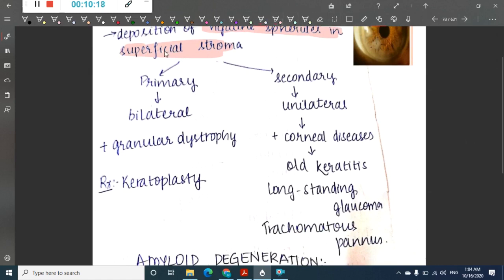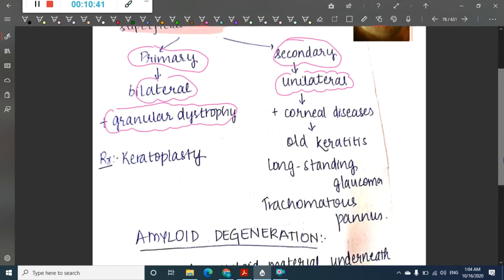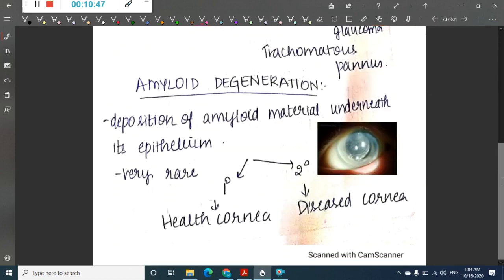If it's primary, it is not associated with other ocular diseases. If it is secondary, it is associated with other corneal diseases. Primary is bilateral, associated with granular dystrophy. Secondary is unilateral. Secondary can occur in other corneal diseases like long-standing keratitis, long-standing glaucoma or trachomatous pannus. In such situations, you can see this hyaline degeneration.